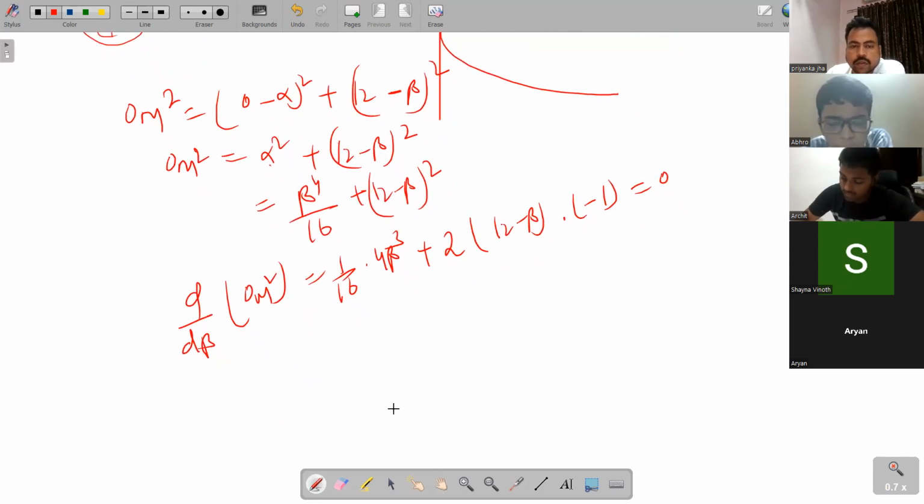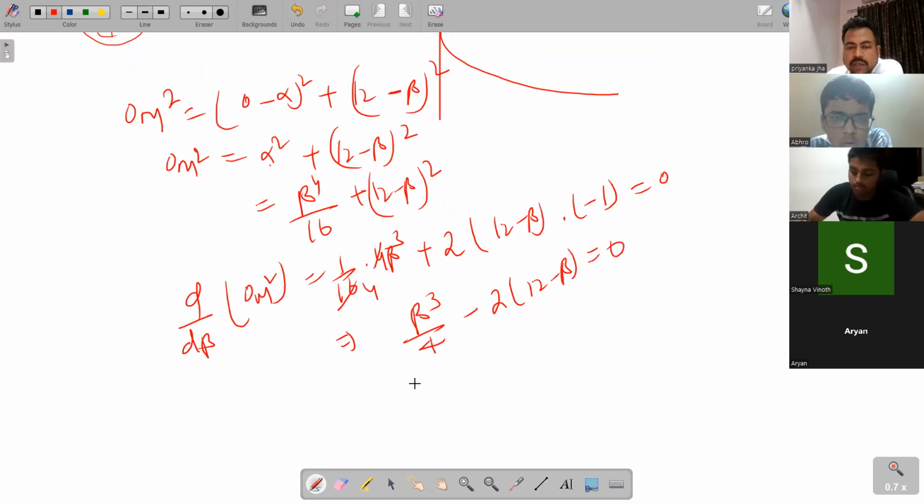Now, 4 by 4 is gone. So beta cube upon 4 plus minus 2 into beta minus 12 minus beta equal to 0. So you just have to solve this cubic equation. Minus 8, that is 96, and plus 8, minus 8 plus 8 beta.